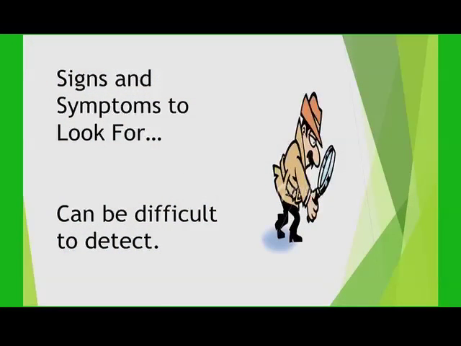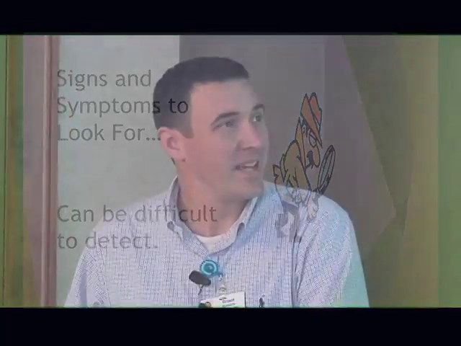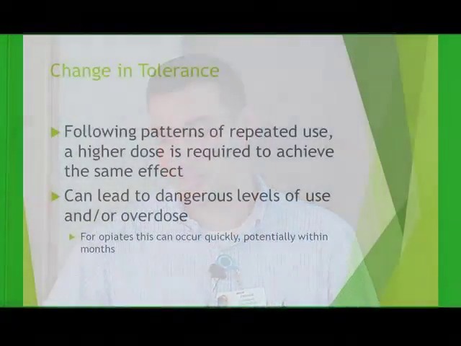So the signs and symptoms to look for, and this can obviously be very difficult to detect, especially with opiates. One, it's odorless. There's most forms of it, unless it is smoked, obviously. But it can be taken in small amounts, which allows it to be concealed easily. And it doesn't take a long time to use. You can use it very, very quickly versus some other drugs which need to be taken over time.